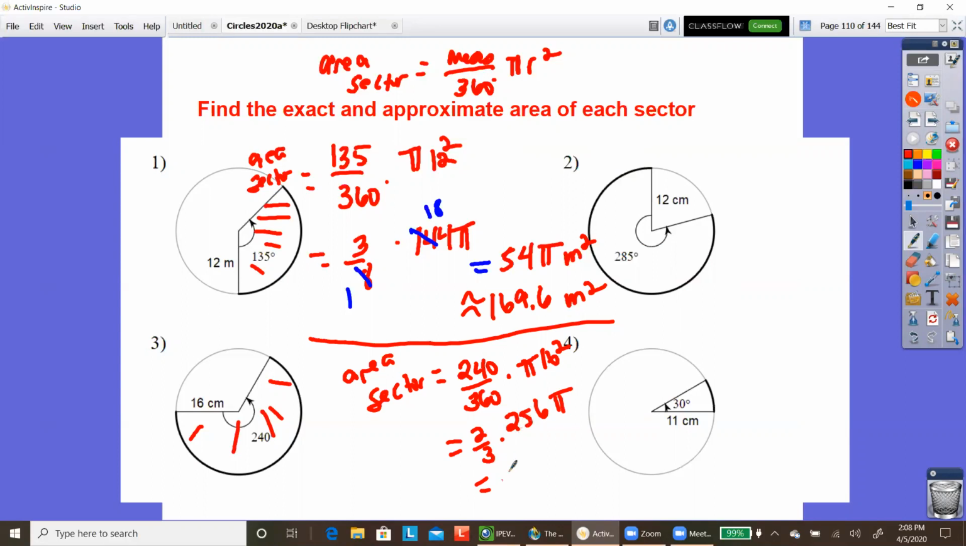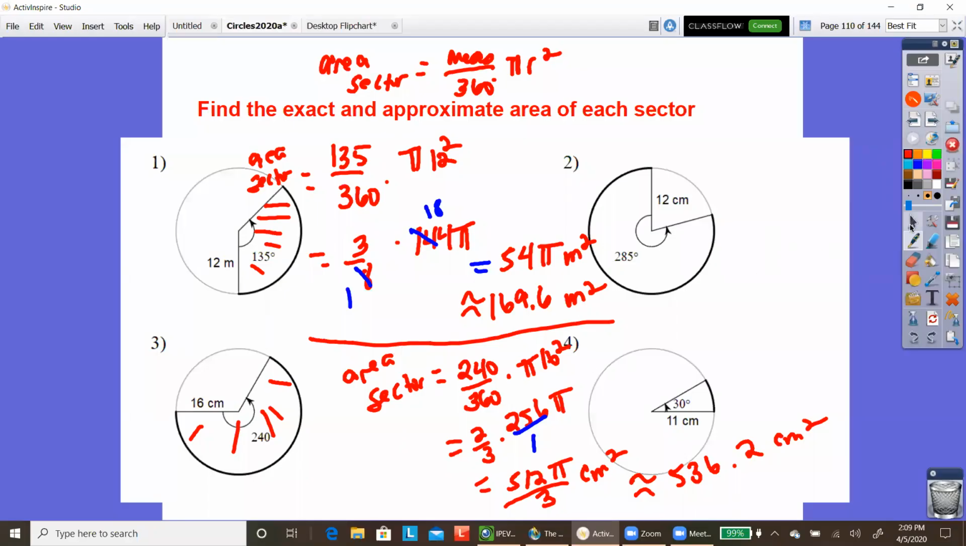Now this does not divide nicely. And I purposely chose that because I don't want you to think it's always going to divide nicely. So if 256 is not divisible by that denominator, in this case 3, just multiply horizontally. And you're going to be left with 512 pi on top and 3 on the bottom. So this is the exact answer, 512/3 pi, or 512 pi divided by 3. Now for the approximate answer, multiply 512 times pi, and then divide that by 3, and it's about 536.2 square centimeters if I round to the nearest tenth.